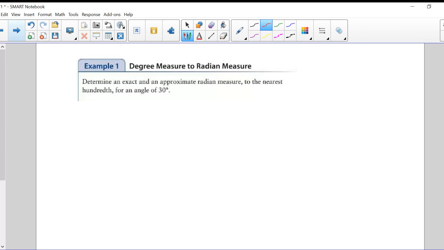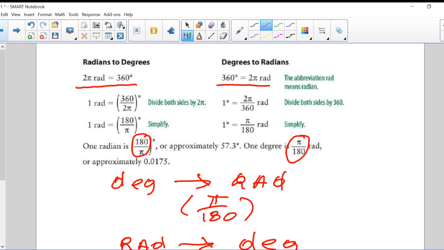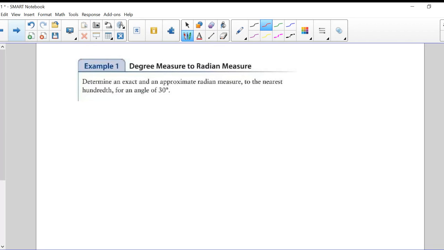It says determine an exact and approximate radian measure to the nearest hundredth for an angle of 30 degrees. Let me take you back a second. I'm starting off with degrees and I want to go to radians. I said I'm supposed to multiply by pi over 180. So I'm going to take my 30 degrees and multiply it by pi over 180.